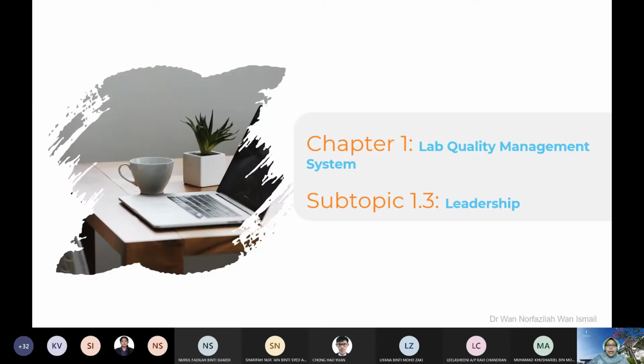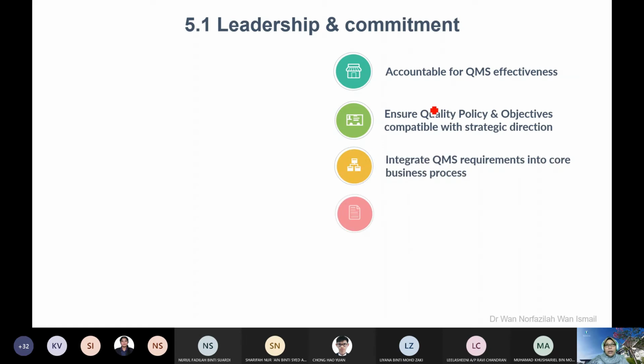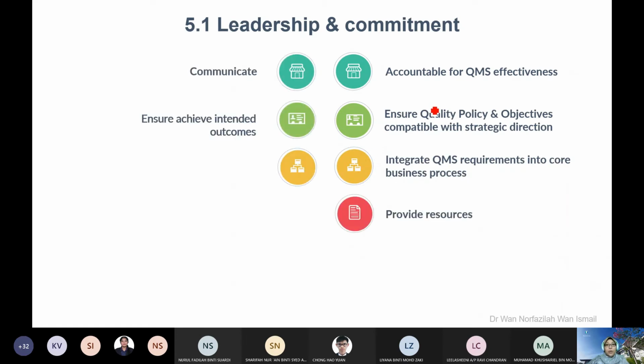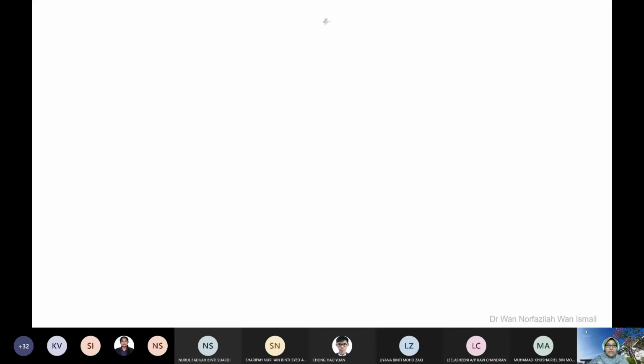Okay, next 1.3 leadership. Previously we looked at what the term leadership means, and for this subtopic 1.3 we are going to look at the requirements of leadership in ISO 9001. So 5.1 highlights the commitment of a leader. Okay, so these are all the commitments, and the examples are given in the recording, so I'm not going to go one by one. It is very straightforward.